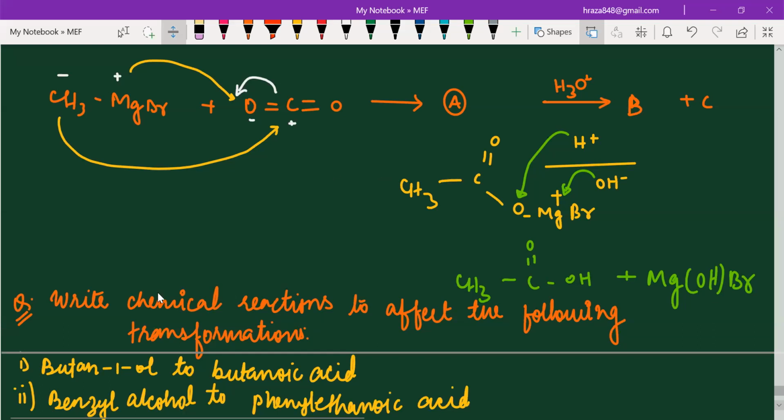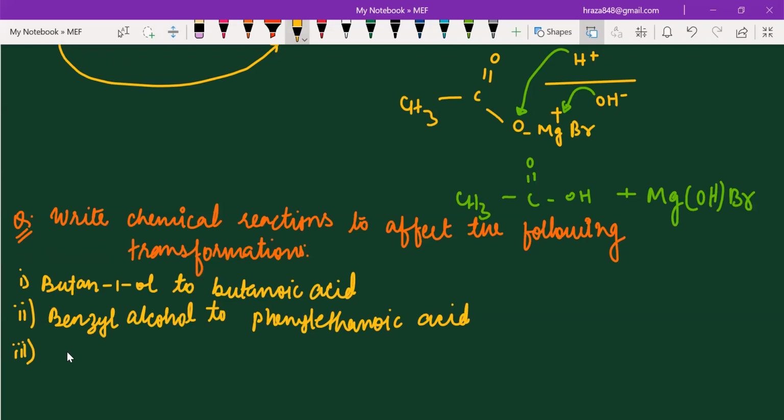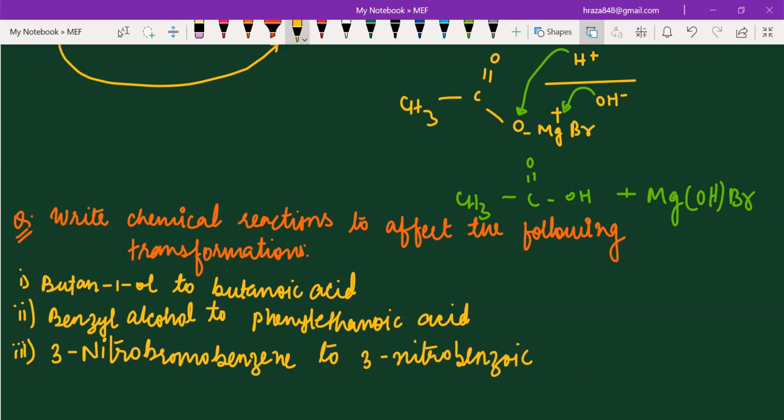Simon, this is not a test. Basically, I'm giving you 12 to 15 minutes. Just try this reaction. Whenever a transformation or conversion is given, first write the reactant and then the product and think how you can convert that. Are you getting my point? Yes, sir. Okay. And these reactions are very important.